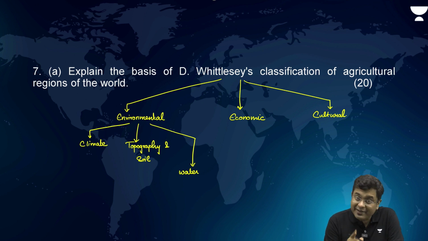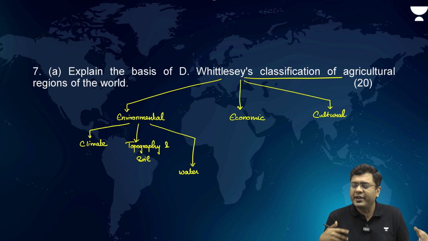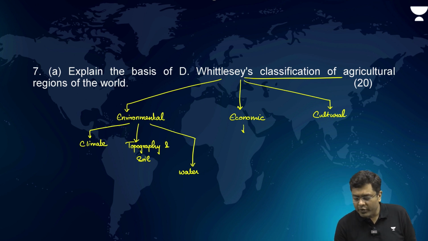So, it is not asking you about Whittlesey's classification, but if you know, you can provide those 12 classifications: intensive subsistence cultivation, commercial, ranching, then for example nomadic, all that you can provide. But other than that, the basis was asked. So, orientation towards market, subsistence or commercial, this is what needed to be emphasized. Okay.